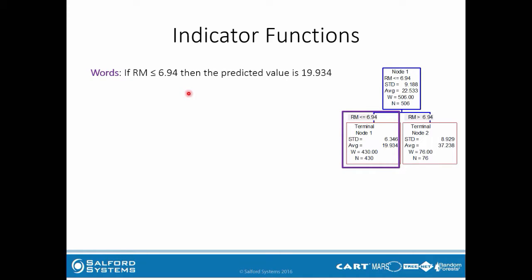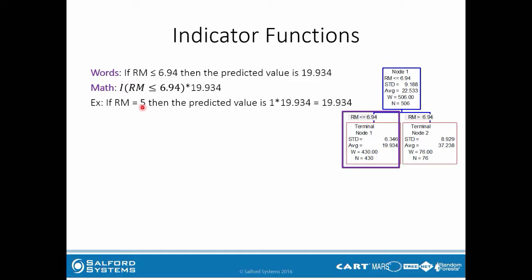Now if we were to write this mathematically, we would write I of Rm less than or equal to 6.94 multiplied by the predicted value of 19.934. Now to show you that that's equivalent, let me give you an example here. So if Rm were 5, without using this equation, we can just go down the tree. If Rm's 5, then just go to the left because it satisfies this condition, and then the predicted value would of course be 19.934.